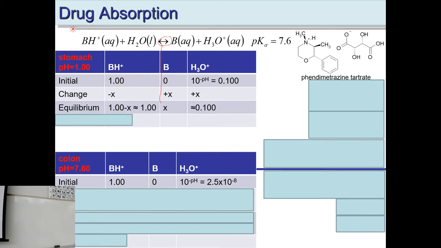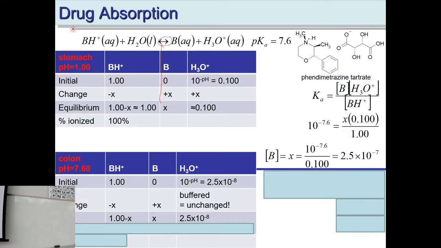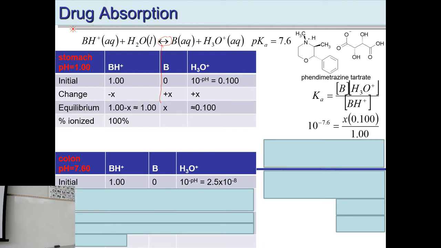And then we come down here, we have this assumption. Is this going to be a good assumption? Well, we could do that C acid over the Ka. 7.6 is our pKa, so 10 to the minus 7.6 is our Ka. So yeah, that's really small. And so we have 1 over that. That's greater than 100. So this is going to be an okay assumption.